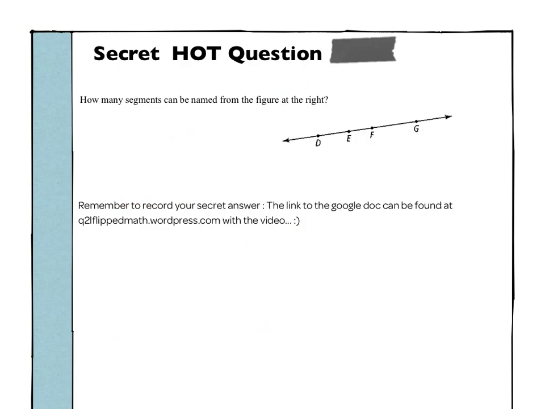So here we've come to our moment where we have our secret hot question, which is, how many segments can be named from the figure at the right? So you want to look at this figure and figure out how many segments. Remember what a segment is. Figure that out. Think about it. Remember to record your secret answer. The link to the Google Doc can be found at q2lflipmath.wordpress.com with the video now. It's much easier to just go there and click the link instead of having you guys type it in.